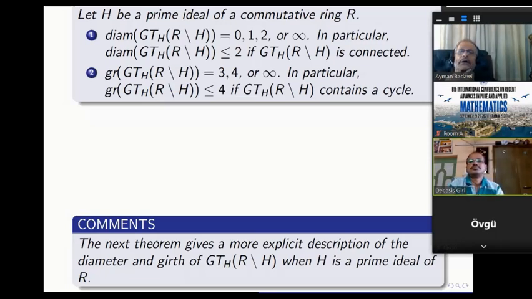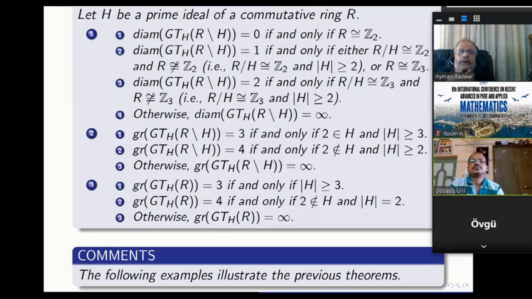Okay, here are some results. When the diameter is 0, that's expected, R will be Z2. When is the diameter 1? When is the diameter 2? When is the diameter infinity? Okay, now let me mention the definition of girth. Now you know what we mean with diameter. We calculate all the distances between vertices and we take the maximum.